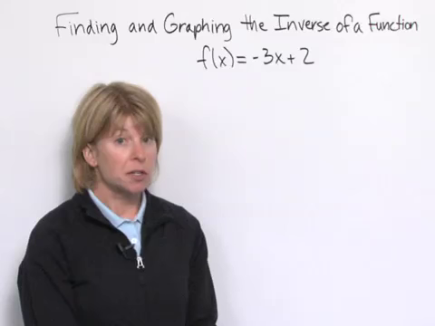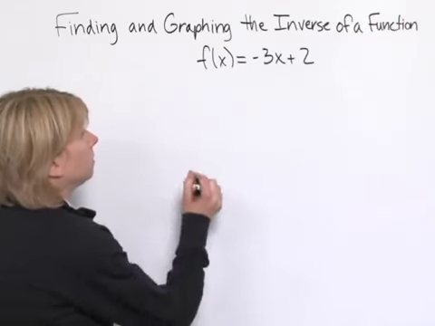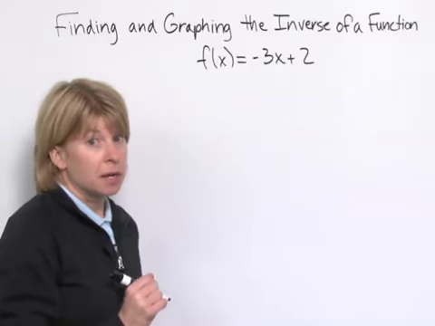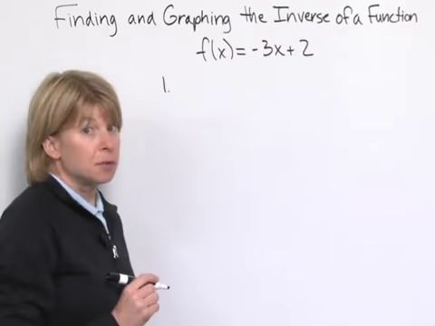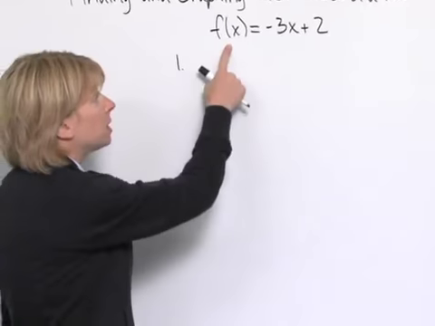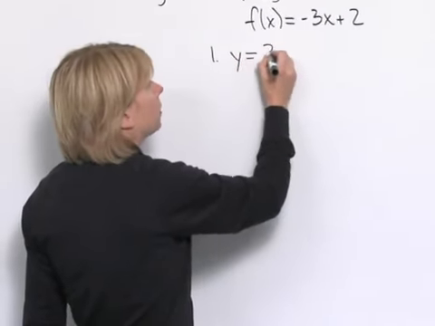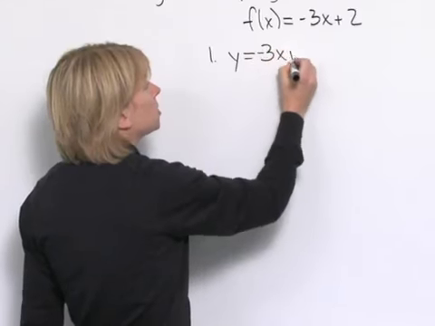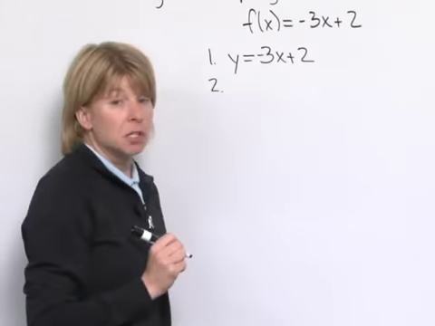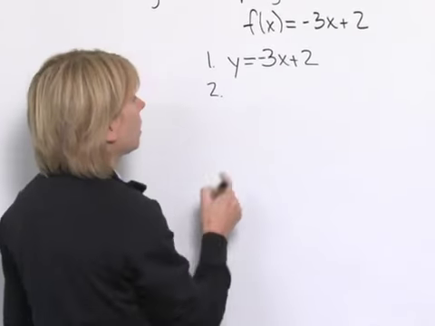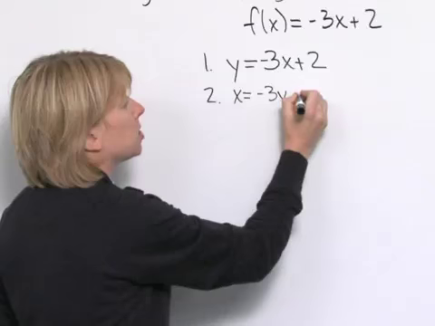Here's our function that we want to find the inverse of, and then we'll graph it. We have f of x equals negative 3x plus 2. And our hint says that the first step to find the inverse is to replace f of x with y. So now we have y equals negative 3x plus 2. Second step is to interchange the 2 variables, x and y. So I'll have x equals negative 3y plus 2.